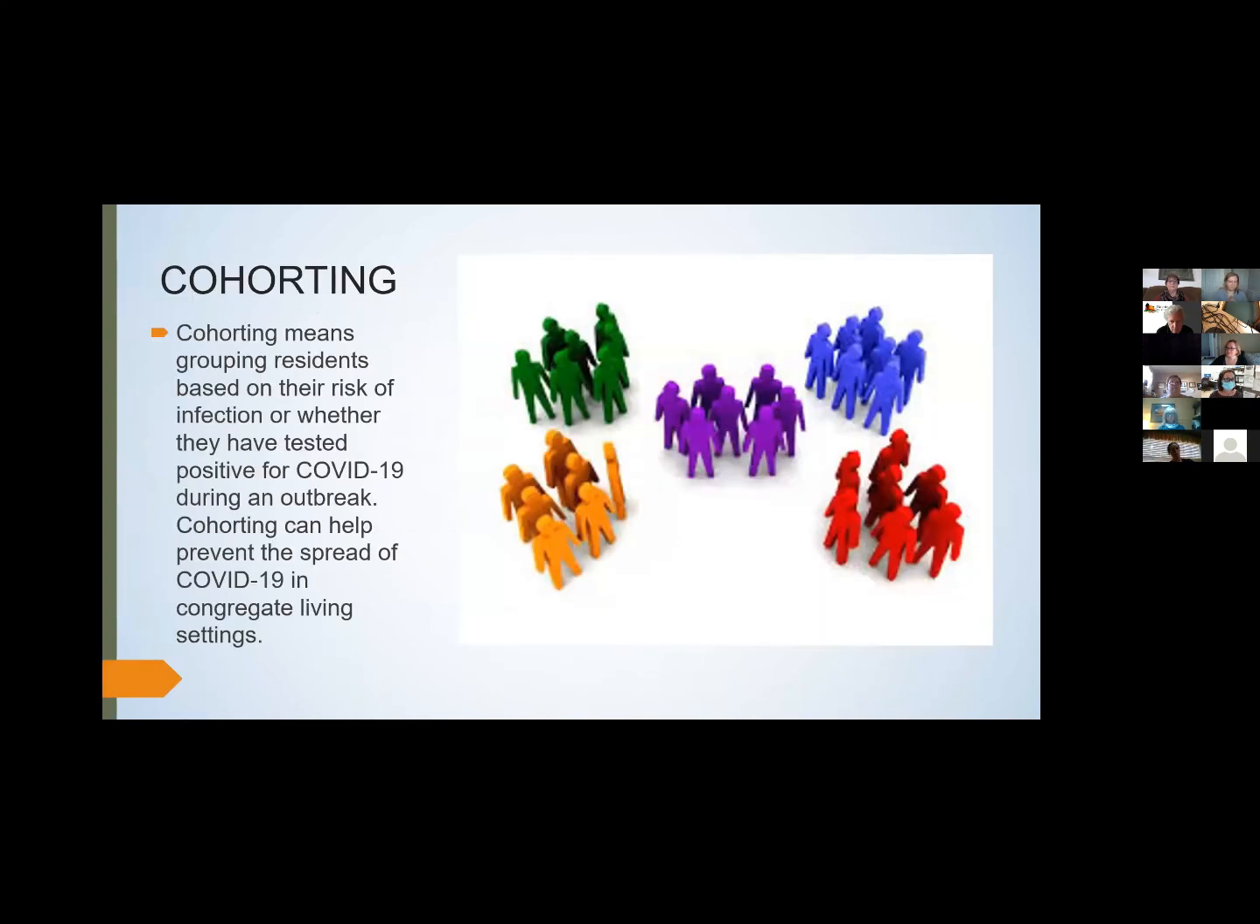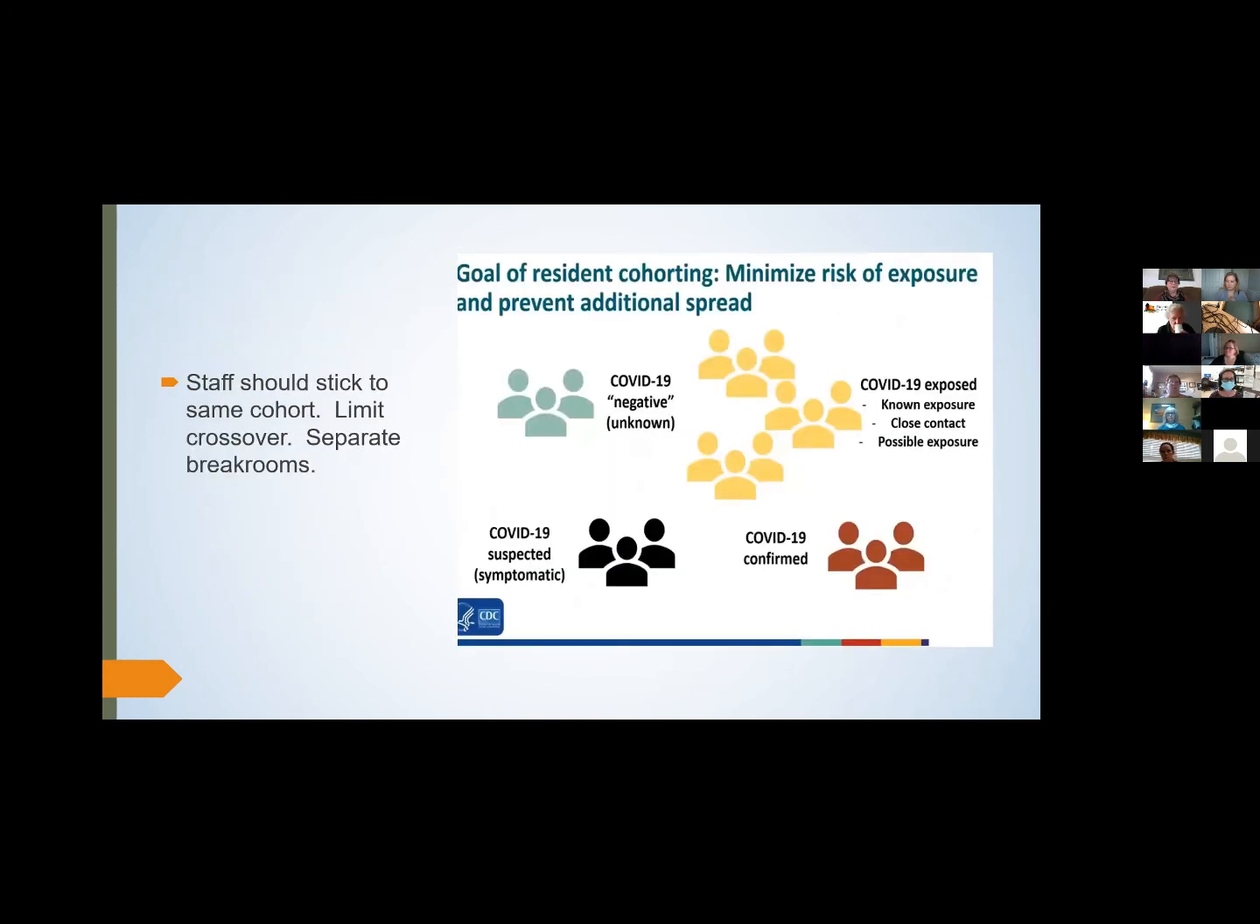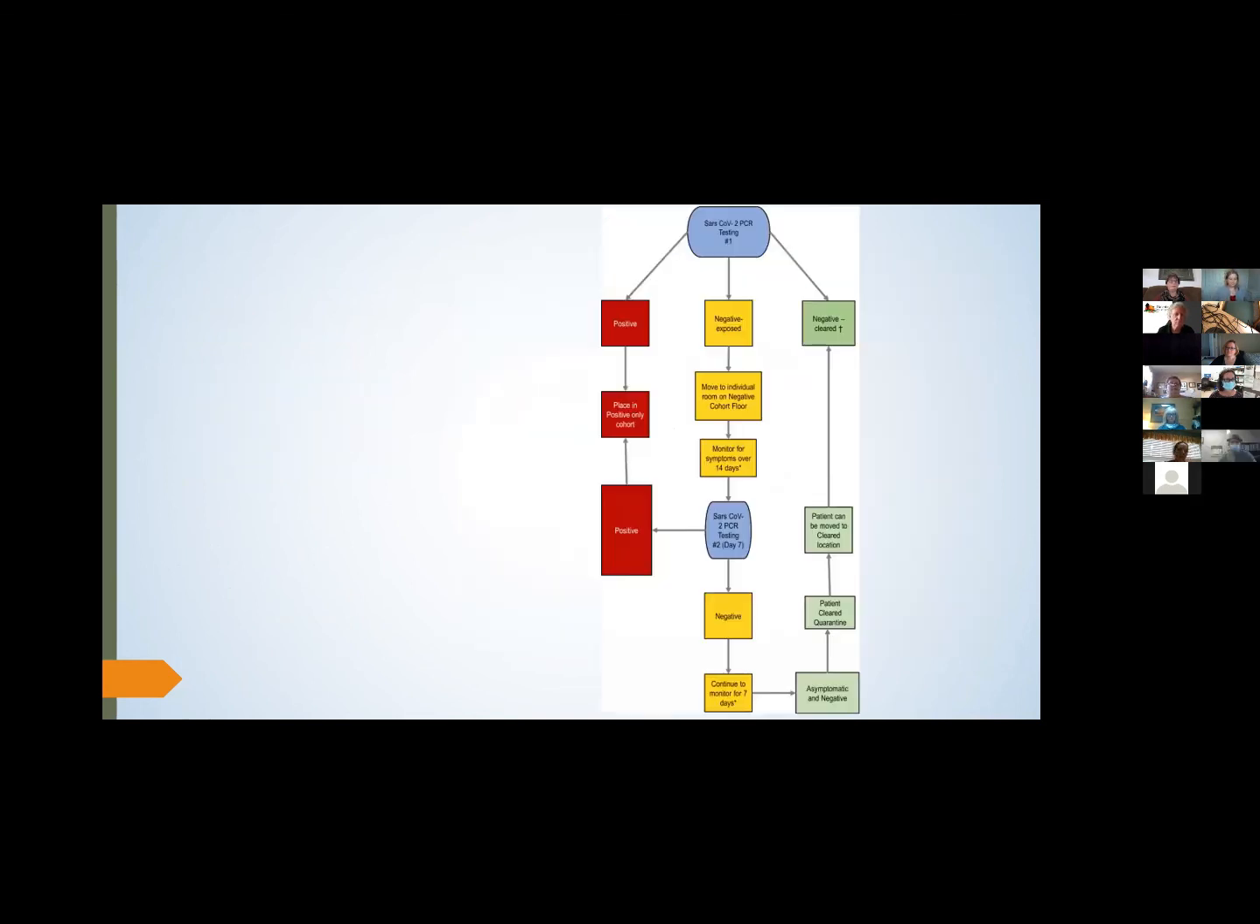And so cohorting is just grouping residents based on their risk of infection or whether they are positive for the COVID infection during this outbreak. And we're doing it to attempt to decrease the spread in our nursing homes. And this is just another way to look at it. In addition, we have to cohort the staff. So the staff should be limited to the different cohorts as well, and they should have separate break rooms, or else they're the ones kind of spreading between those different cohorts. So just a reminder there.